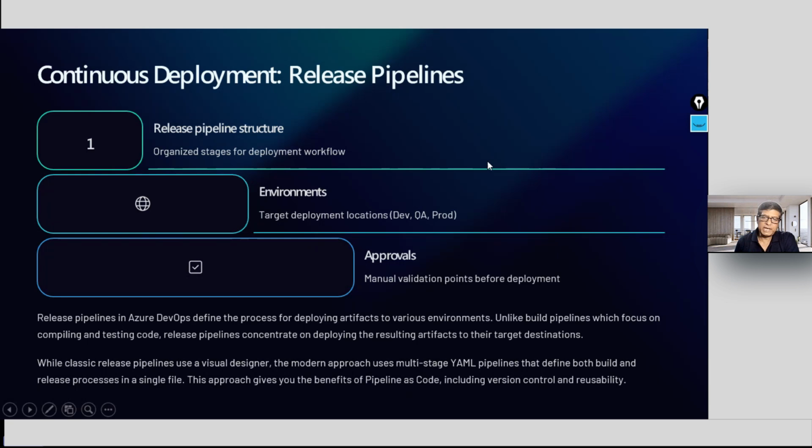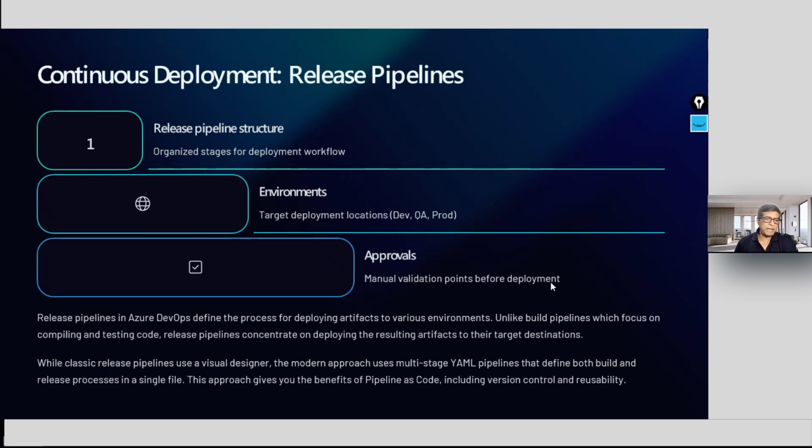So these are the manual validation points before deployment, all validation points. I am happy, I am happy, I am not happy, so it will go back to the previous stage. I am happy, I am happy, I am happy. So approval, approval, approval. Each stage will pass through approvals.